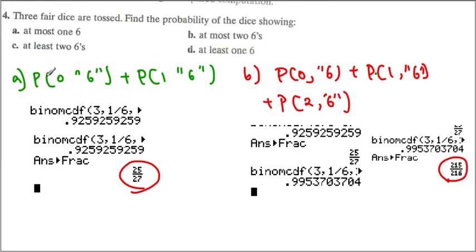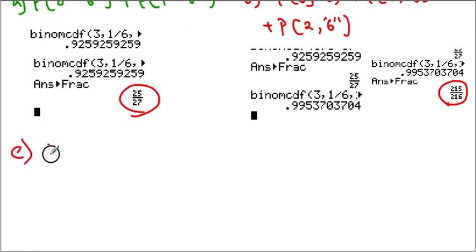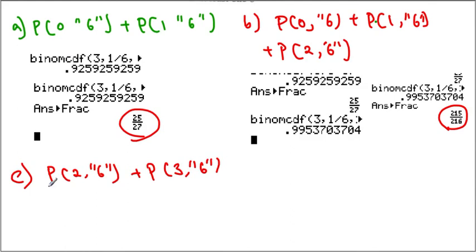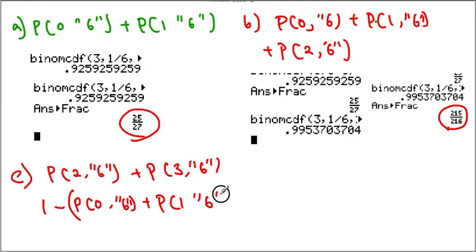Now, how about here? At least 2 6s. At least 2 means probability of getting 2 6s, or probability of getting 3 6s. But in fact, if you look at it, this is basically the opposite of the first one. So what we end up doing is 1 minus probability of getting 0, 6, and probability of getting 1, 6. But we calculated that value earlier in part A, so this becomes 1 minus 25 over 27, which is equal to 2 over 27. That's basically what we end up getting.